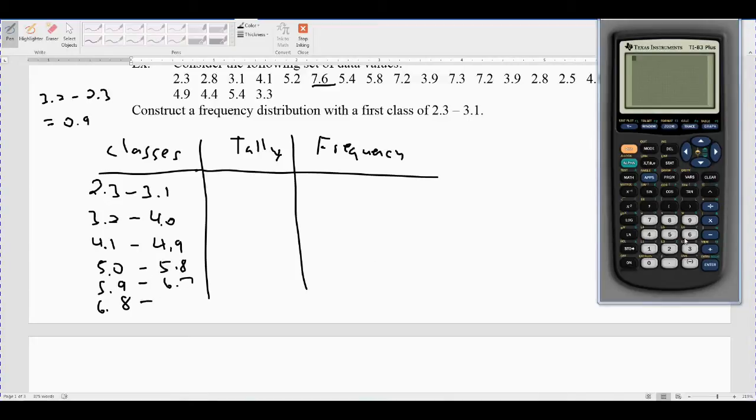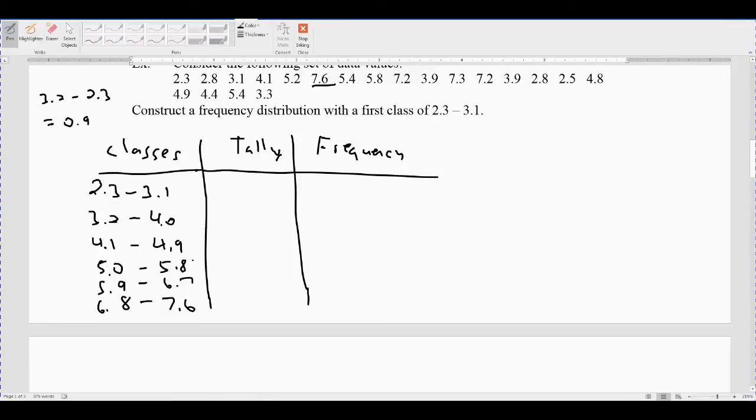So let's just take the 6.7 and add 0.9 to it. 7.6. Since that's the biggest number, I don't need to have another class. So, you see my mistake that I made? The way I did this, I was able to catch that mistake. If I did it another way, I may not have been able to catch it. So now we can do the tallies.